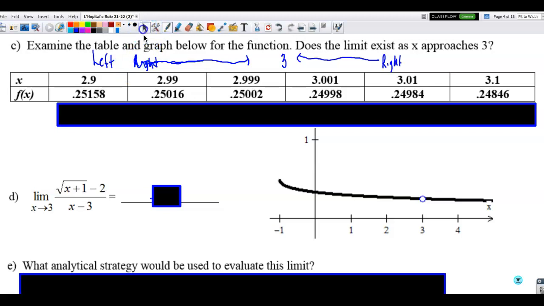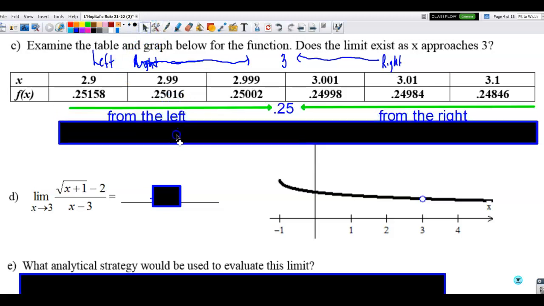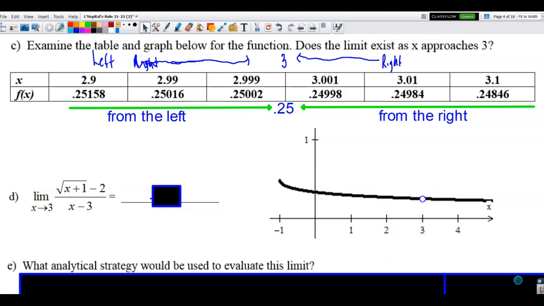So let me uncover this little box, and you will notice that in terms of y values, when we come from the left side, we have 0.2518, 0.25016, 0.25002, and then coming from the right-hand side, you can see these decimal values, and on both sides, we are approaching a y value of 0.25, or 1/4. It could be written either way.